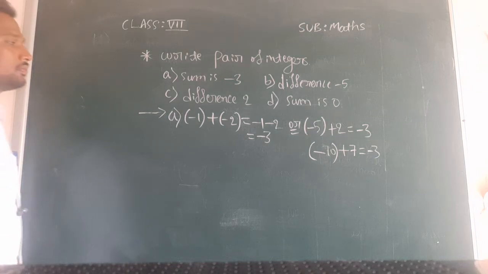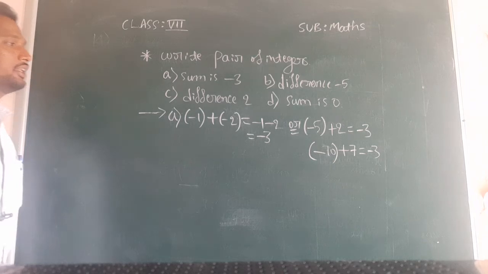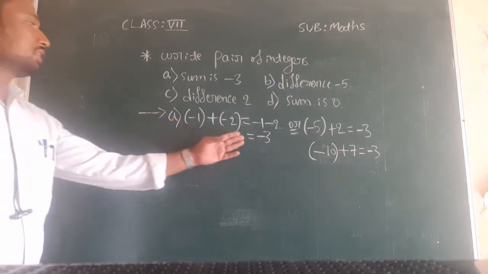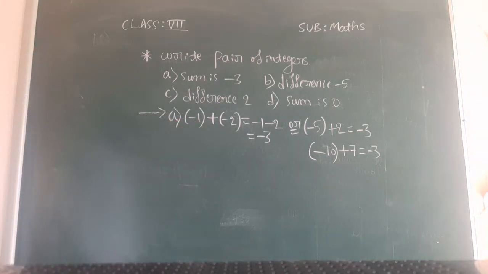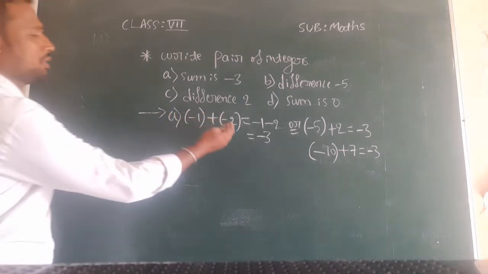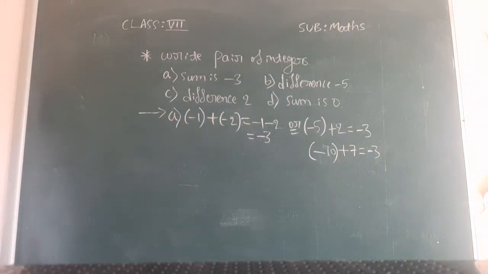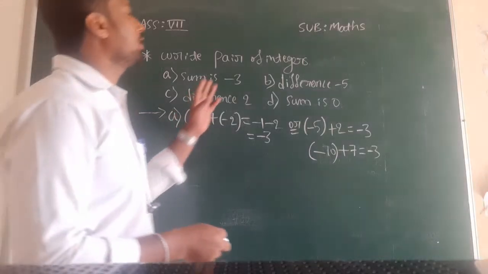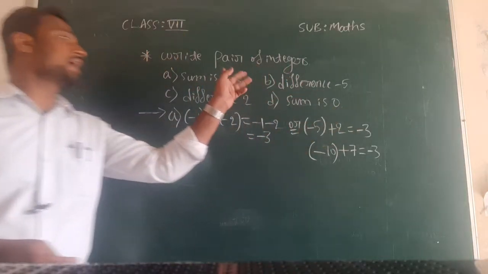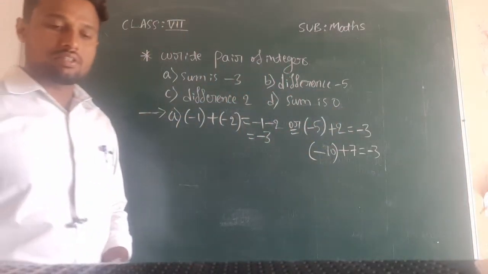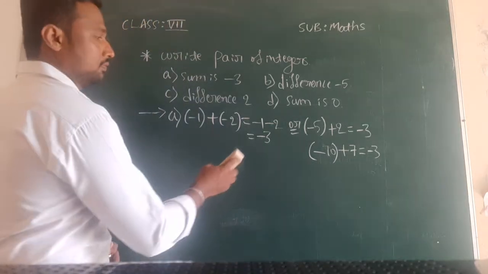Okay. Again here you can also write an example for minus 3 like this. Minus 1 minus 2, what did we get? Minus 3. Or you can write it as minus 2 plus into bracket minus 1 also. We will get the same answer. Like that you can write so many pairs of integers to get the sum as minus 3. Okay. So now we will see the next one.